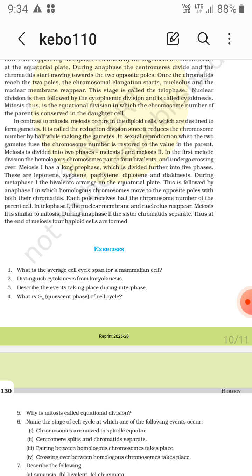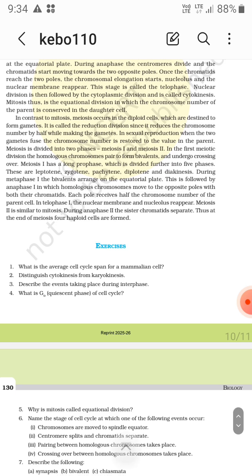During anaphase 2, the sister chromatids get separated. During the first division, only homologous chromosomes separated, so the centromere is not split. During anaphase 2, the sister chromatids separate. Thus at the end of meiosis, 4 haploid cells are formed.